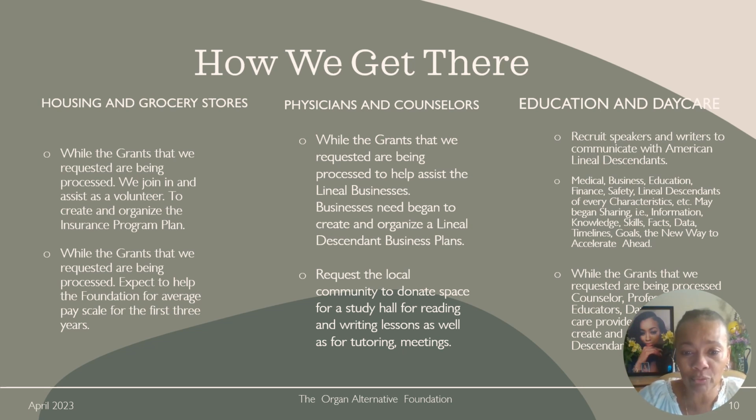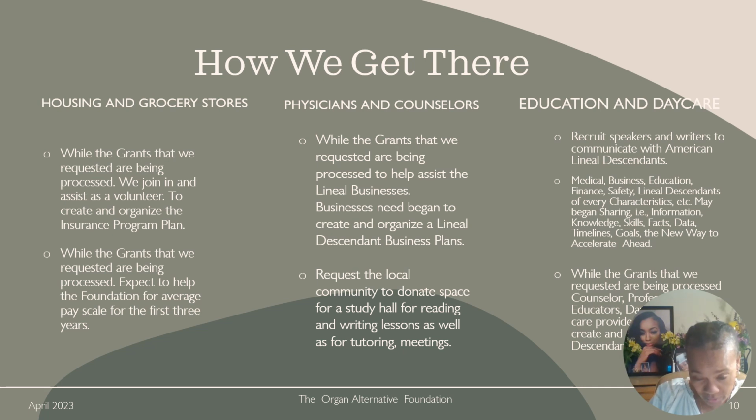While the grants that we requested are being processed to help assist the lineal businesses, that means anybody that has a business that needs help, there should be slave descendants that are willing to help business owners and help others get their business started and up and running. So everybody got to help everybody.